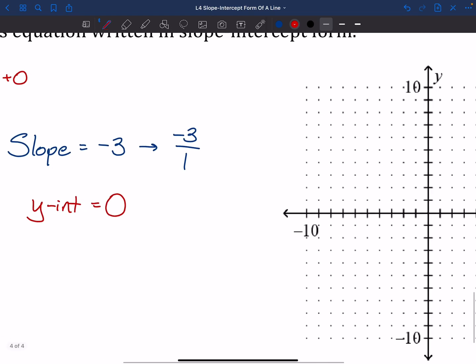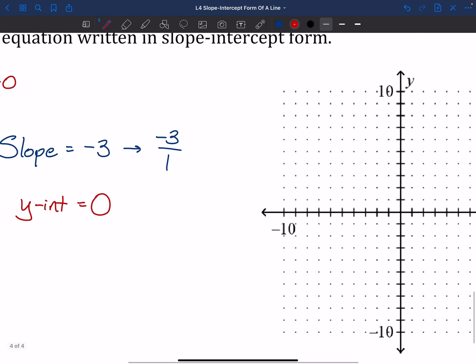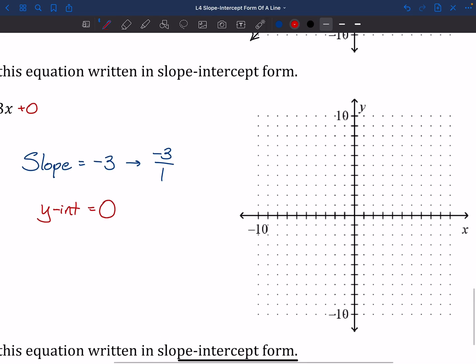Okay. On the graph, it's not going to be that much worse than the last one. My y-intercept is at 0, right smack dab in the center. My slope is telling me to go down 3, so 1, 2, 3, and over 1, right over to there. All right, so I've got my 2 points, connect them with a line, and then we're done on this one too. All right, we're really cruising through these.